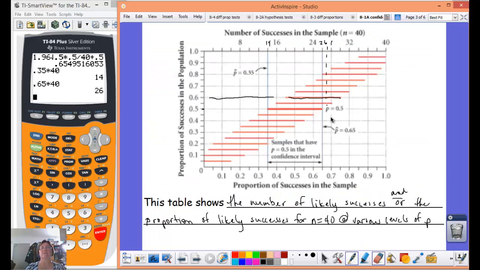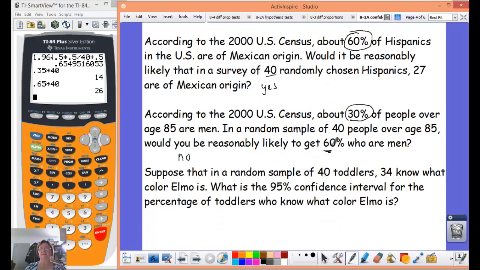And as we come back to our table, our population proportion was 30%, so we're on this line. And what we're wondering is if it's likely to get 60% of a sample of 40 falling into, nah, that's not happening. The 60% line out here, that's not in this bar, which shows reasonably likely occurrences. So you would not be reasonably likely to get, out of a group of 40 folks over 85, 60% of them being men. Okay, it would be unlikely.